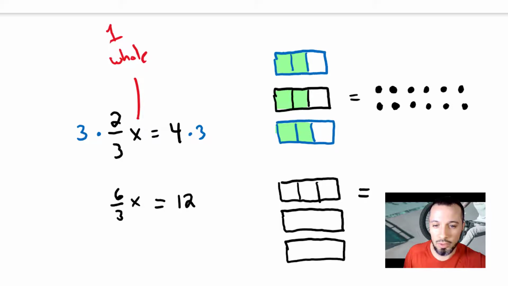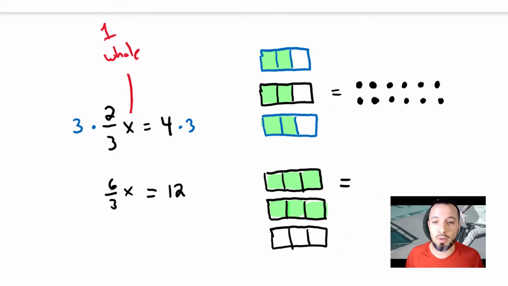So I'm going to redraw the triple amount that I had. And remember, I had 2, 4, 6 shaded. So I'm going to shade 6 again. So 1, 2, 3, 4, 5, 6. So you can see I reorganized it. And 6/3 is actually the same exact thing as 2 whole amounts. I don't even need that third amount shaded.